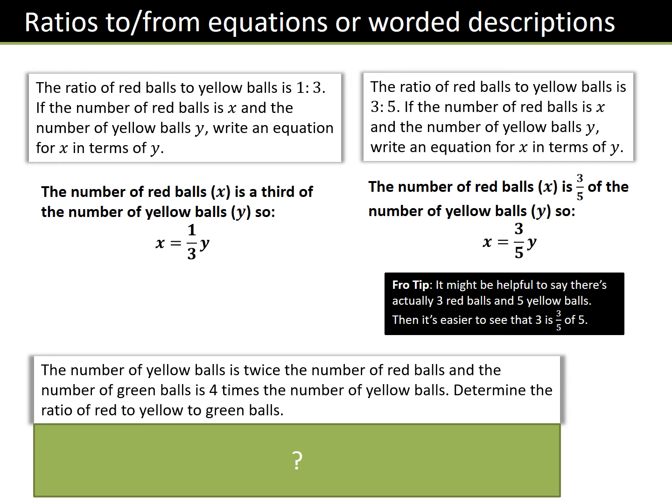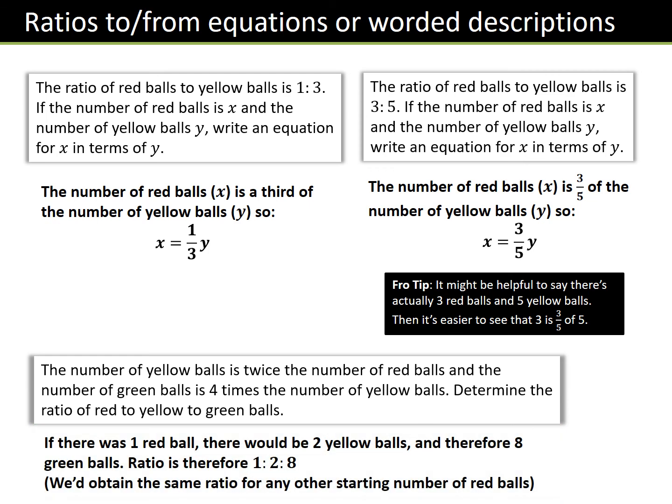The number of yellow balls is twice the number of red balls. The number of green balls is 4 times the number of yellow balls. Determine the ratio of red to yellow to green. So, if there was 1 red ball, there'd be 2 yellow balls and therefore 8 green balls. The ratio therefore is 1 to 2 to 8. And we'd obtain the same ratio from any other starting number of red balls, but we would have to do some cancelling. So we're going to do it this way.